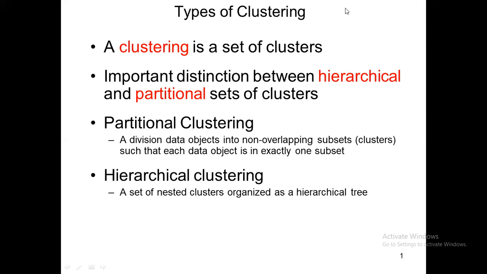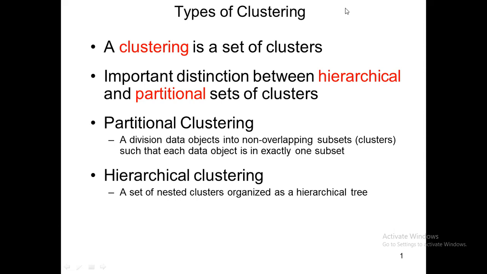And why is it needed? The goal of clustering is to find the inherent patterns or structures in the data where there are no predefined labels or categories. There is an important distinction between hierarchical and partition clustering. So these are some key points of clustering analysis.